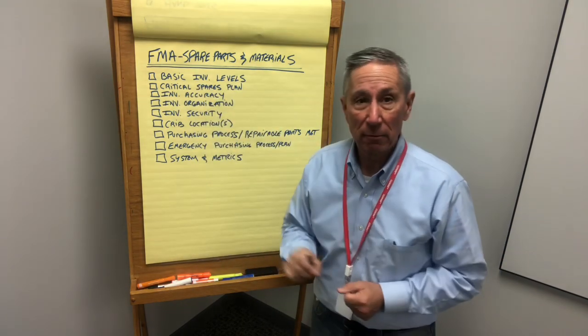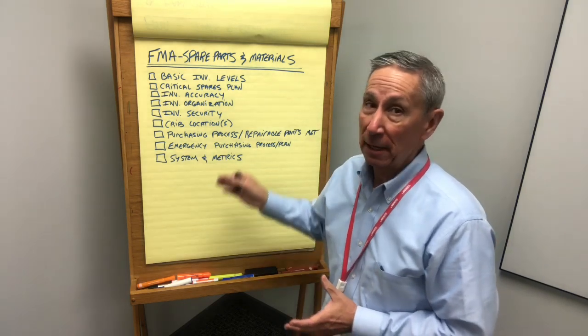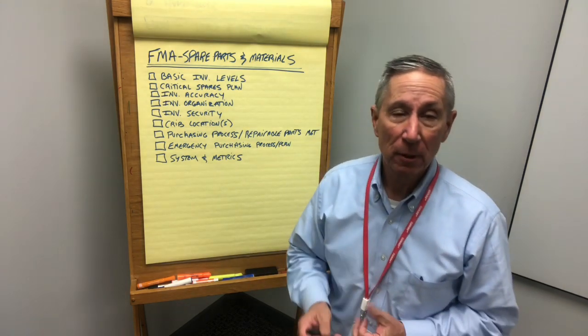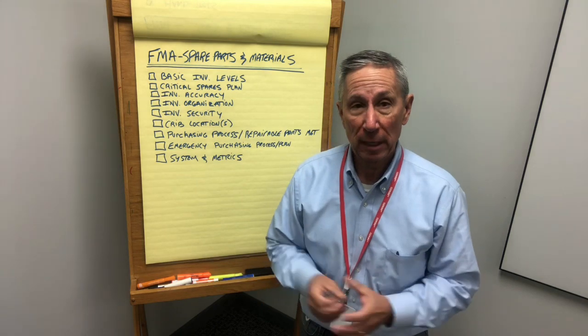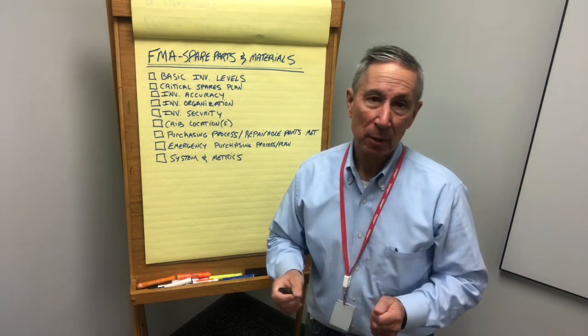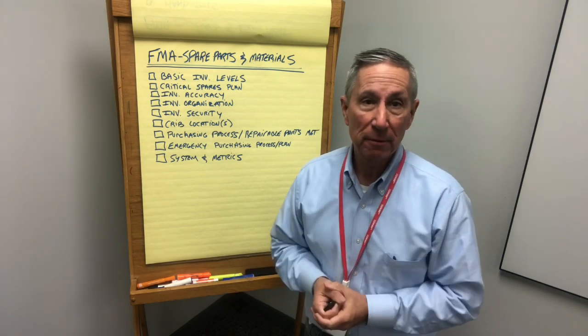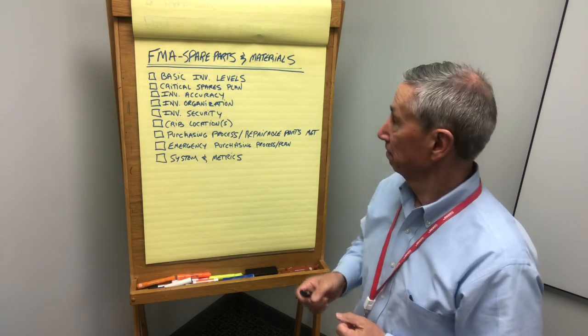Basic inventory levels: generally, do they seem like they have the parts they need? We find this out by interviewing the maintenance people and talking to the operations people on the floor. A lot of times they'll be very critical of a maintenance operation because they're trying to get the work done, and sometimes if there's a problem, they'll be the first one to tell us.